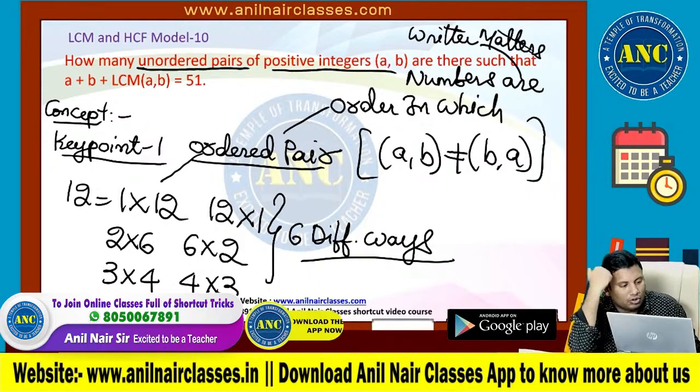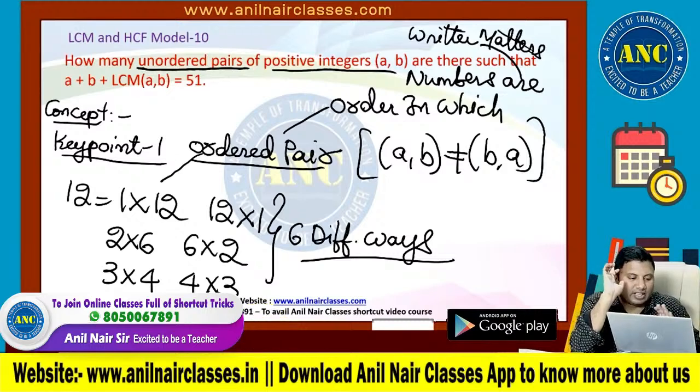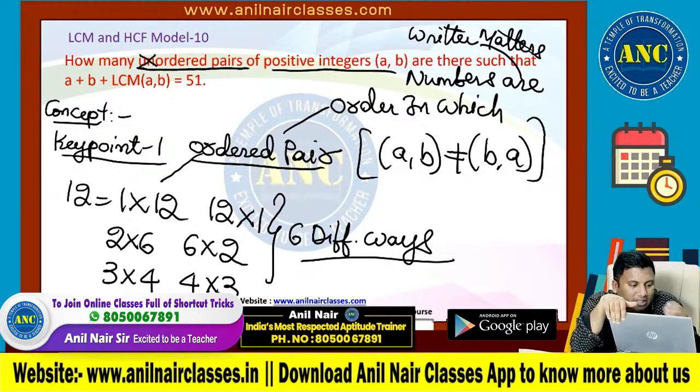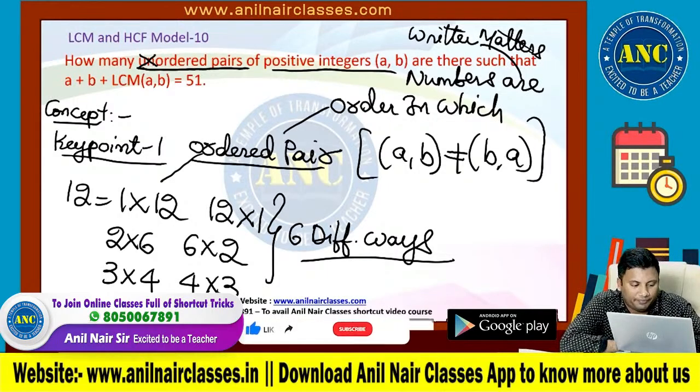When will you use ordered? Okay, first I will discuss ordered pair, then I will make the question an unordered pair. Ordered pair means reverse also is considered as one way. Now listen carefully to this question, sir. Very, very good question.